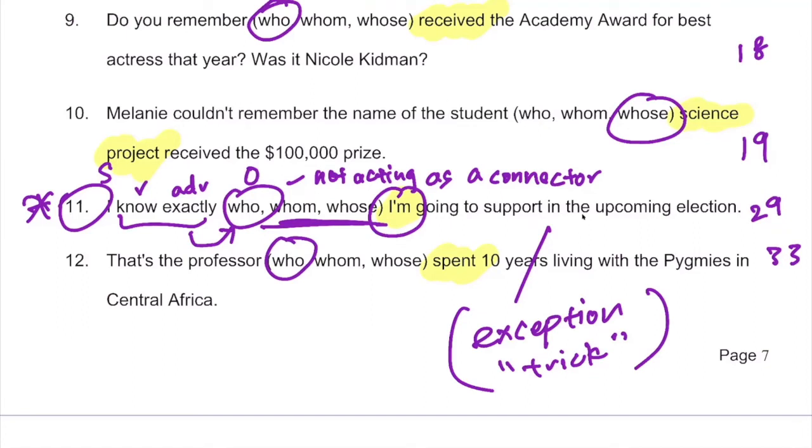I know who, I know whom, depending on whether it's direct or indirect, but don't worry about that. Just know that this is an exception. It's a trick question. Who and whom are not functioning as connectors.